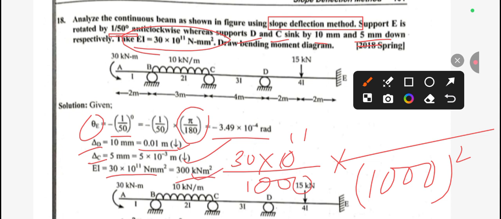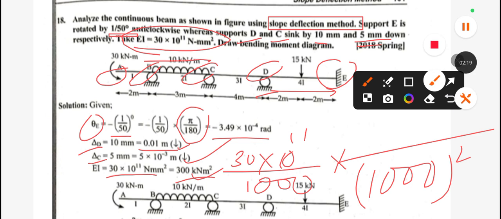You can see we have a given moment of 30 kilonewton meter at A. E is a fixed support, and B, C, D are nodal supports, the intermediate supports. A UDL of 10 kilonewton per meter is acting on BC, and a 50 kN point load at the center of the DC span. These are given in the question.